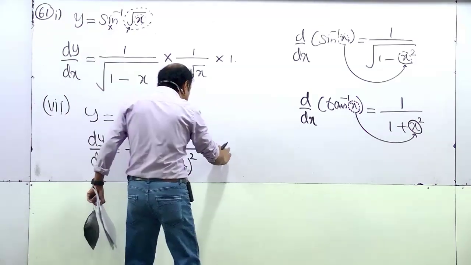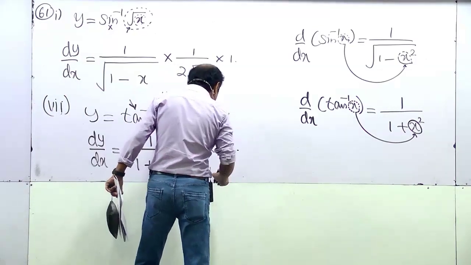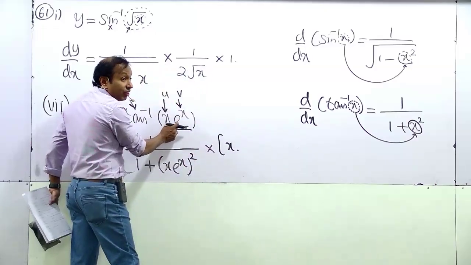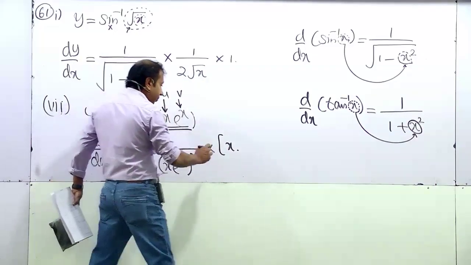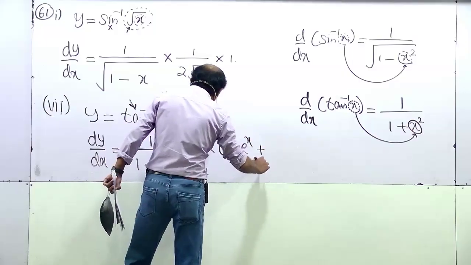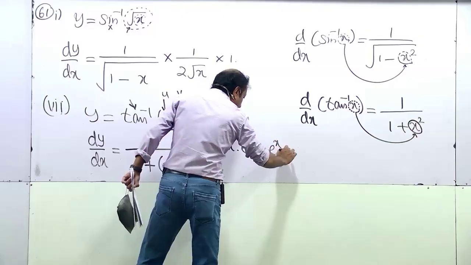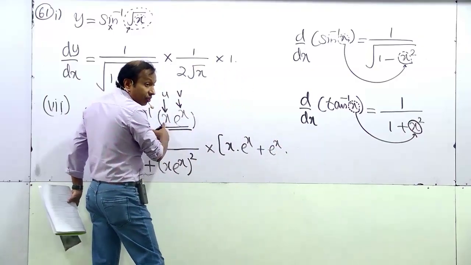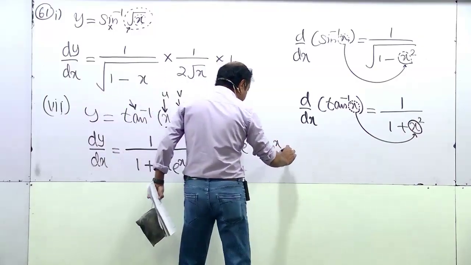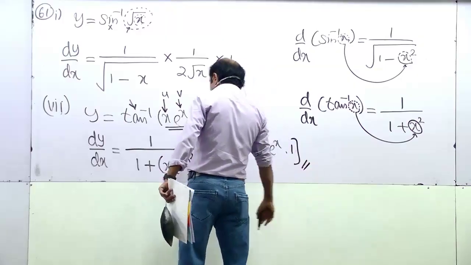x we have to keep, multiplied by the derivative of e to the x. What is the derivative of e to the x? e to the x. Plus what? Keep e to the x the same, and the derivative of x is what? 1. Yes. This way we can take that answer too.